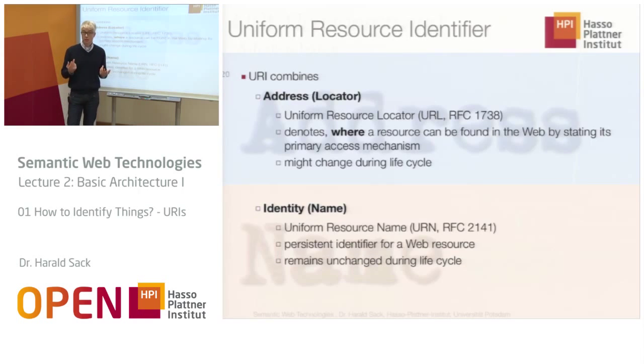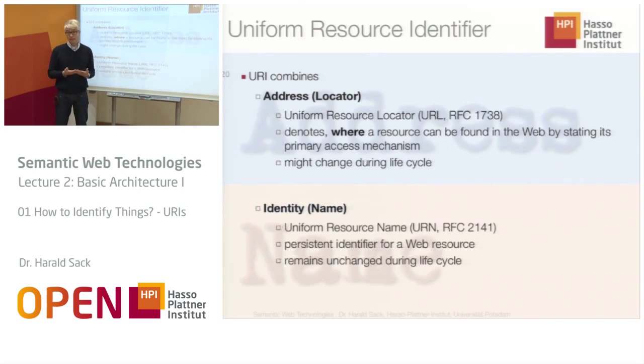In general, the concept of a uniform resource identifier combines two things. First thing, it means an address. It's the Uniform Resource Locator. And this address denotes where a resource on the web can be found by stating also its primary access mechanism. But the problem with addresses, as also for real people's addresses, is this address might change during lifetime.